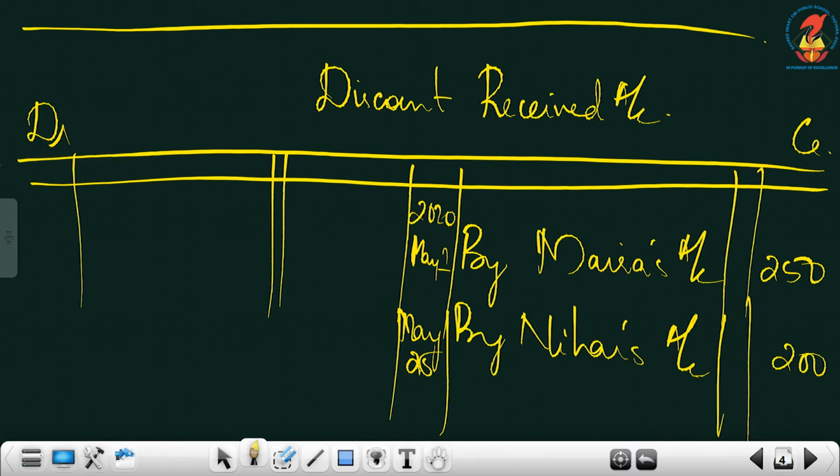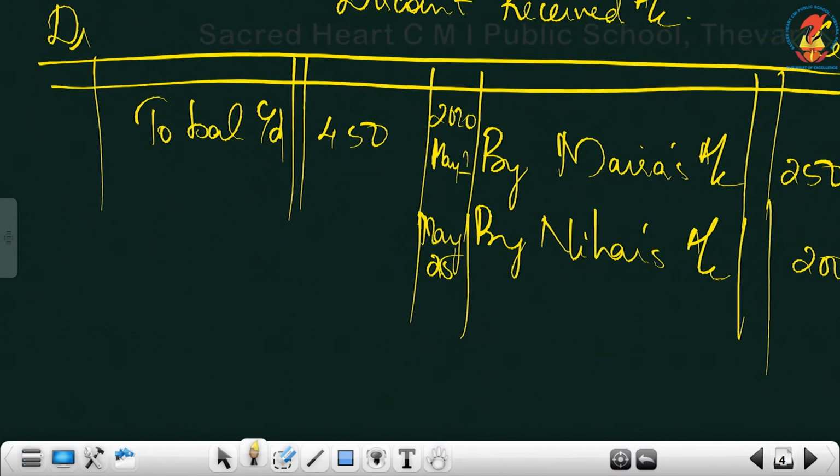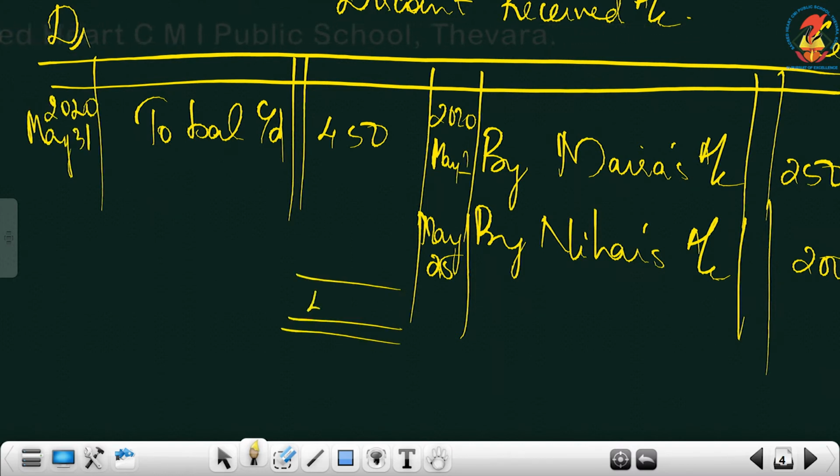Then with that, discount received account is over. You can just balance it. The balancing figure is 450. So write to balance carry down. The date is May 31st. Write the totals and double line.